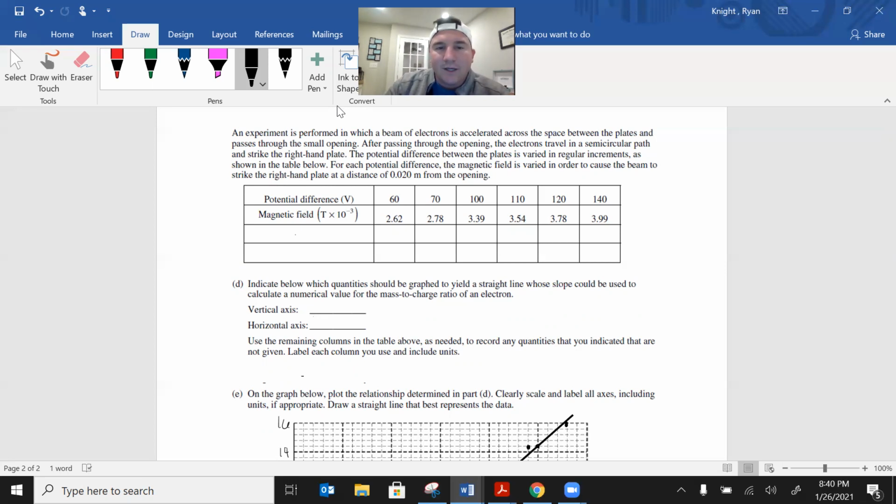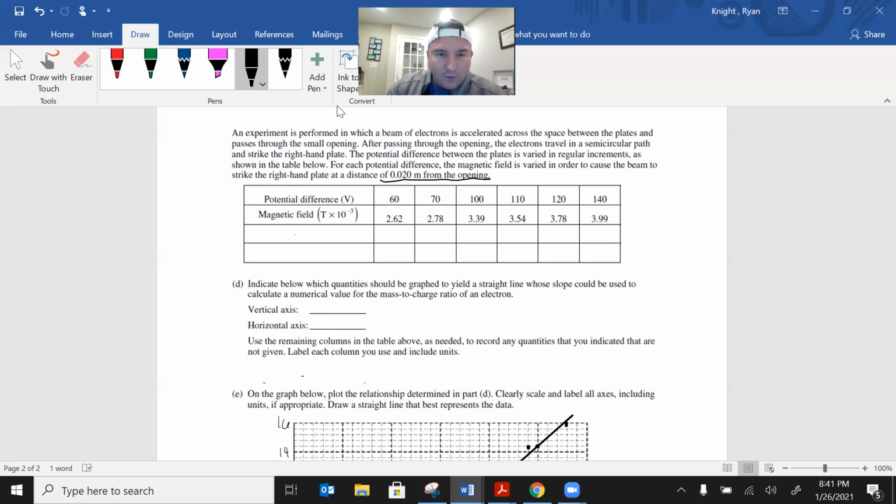Cause the beam to strike the right-hand plate, a distance of 0.02 meters from the opening. All right, so this one tricked me a little bit, especially when we get down to part D here. We are actually keeping this distance from the opening constant, and that messed me up the first time I went through this problem. So that's something to keep in consideration, right? The beam is always going to strike a distance of 0.02 meters from the opening, which means r is going to be constant, which I messed up the first time I went through this.